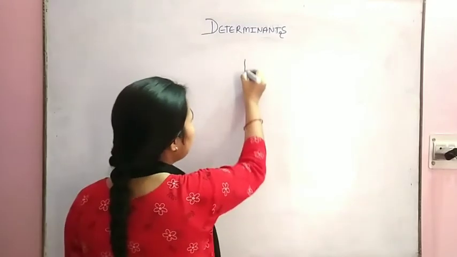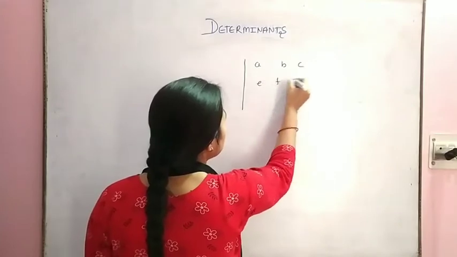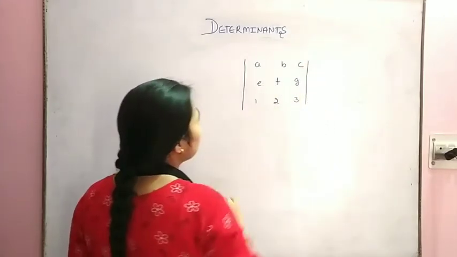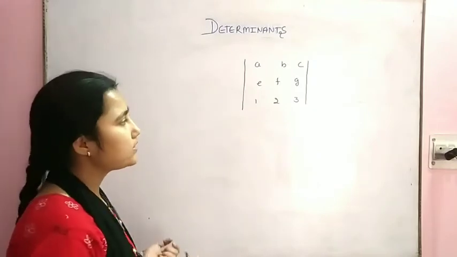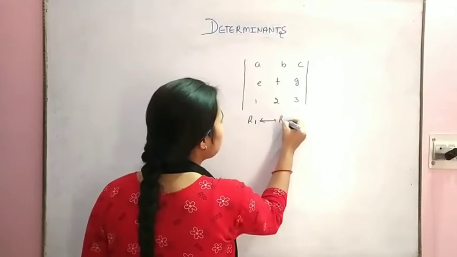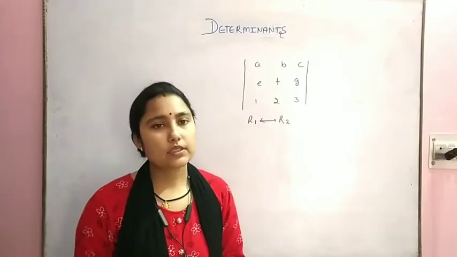That means if we have a determinant with rows A, B, C, E, F, G and 1, 2, 3, and we have to find out the value of this determinant, if we interchange any row and any column, there is no change in the value of the determinant.